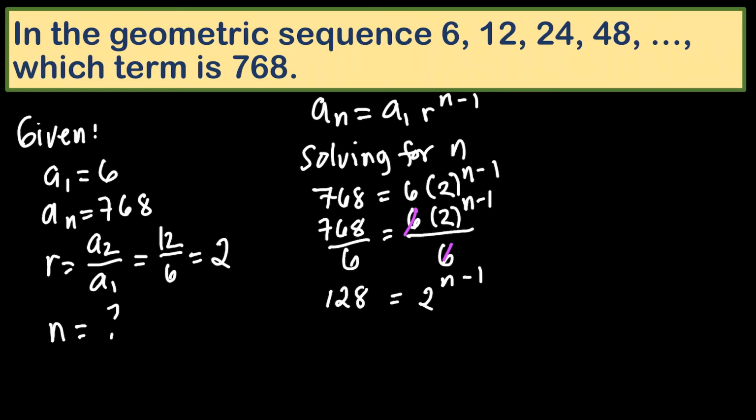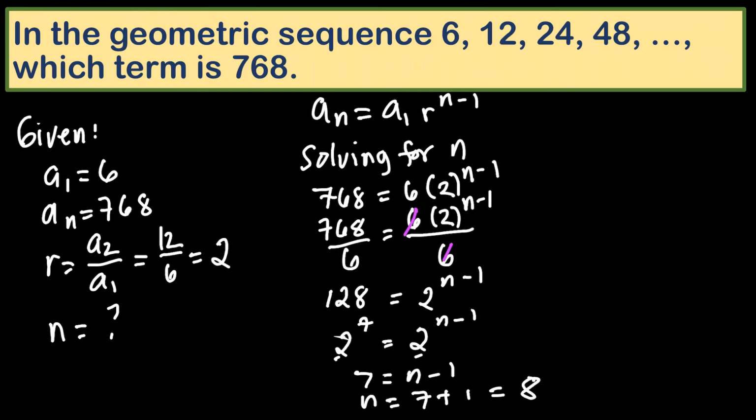Now if we express 128 in exponential form, that gives us 2 raised to 7 equals 2 raised to n minus 1. Since we have the same base now, we can equate the exponents. So this gives us 7 equals n minus 1. Simplifying further, n equals 7 plus 1, which is equal to 8. So n here is 8.